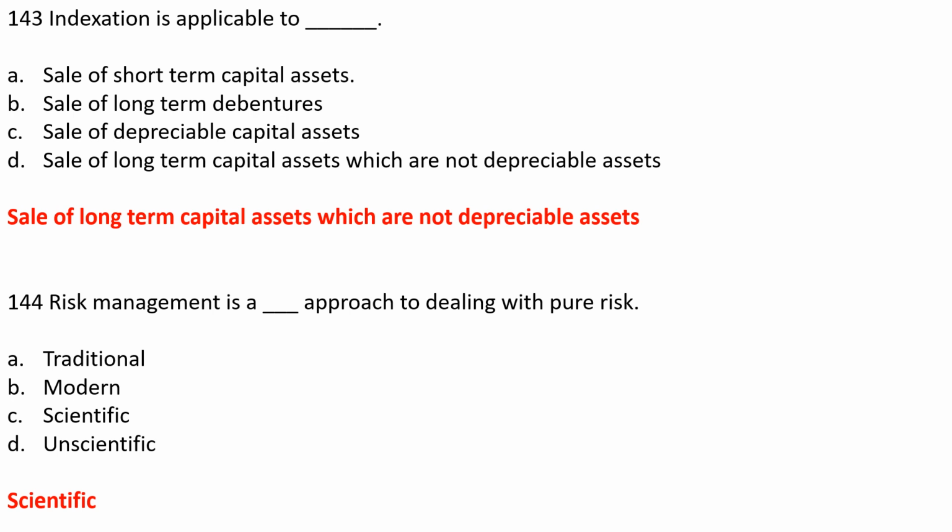Next MCQ number 144. Risk management is a dash approach of dealing with pure risk. Option A, traditional; option B, modern; option C, scientific; option D, unscientific. The correct answer is option C, scientific. So risk management is a scientific approach to dealing with pure risk.